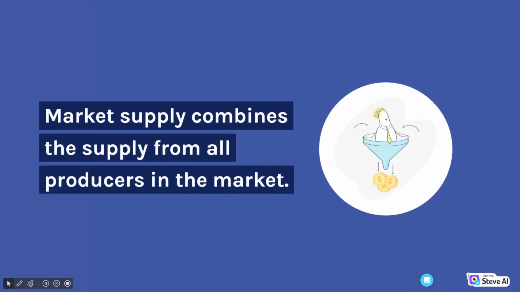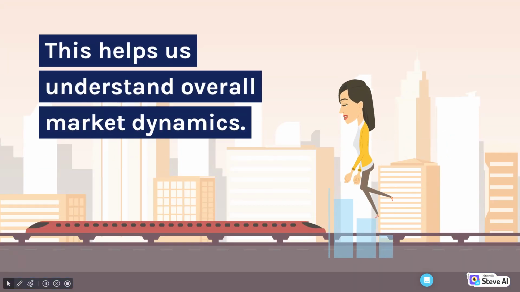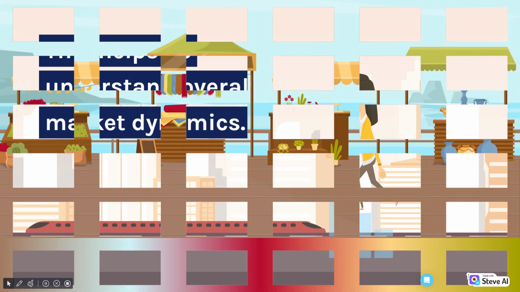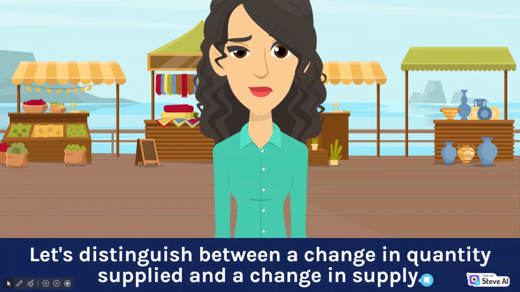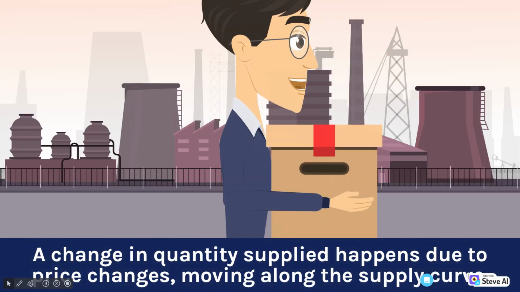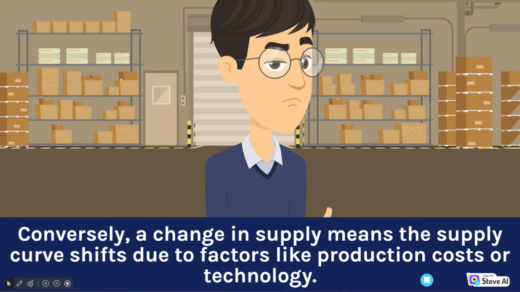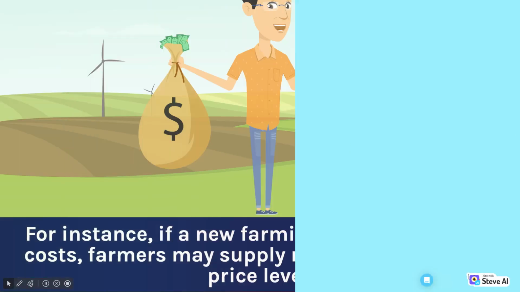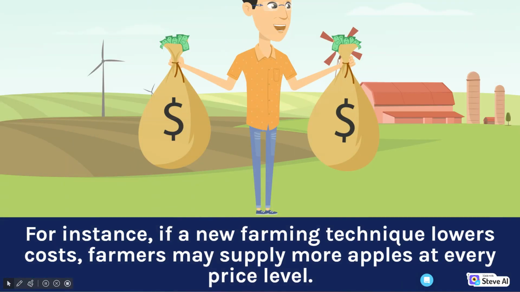Market supply combines the supply from all producers in the market. This helps us understand overall market dynamics. Let's distinguish between a change in quantity supplied and a change in supply. A change in quantity supplied happens due to price changes, moving along the supply curve. Conversely, a change in supply means the supply curve shifts due to factors like production costs or technology. For instance, if a new farming technique lowers costs, farmers may supply more apples at every price level.